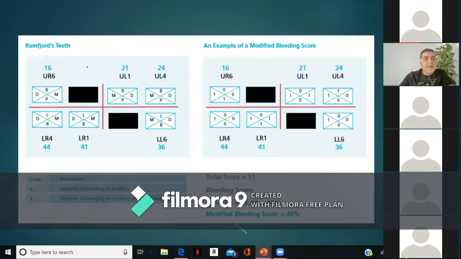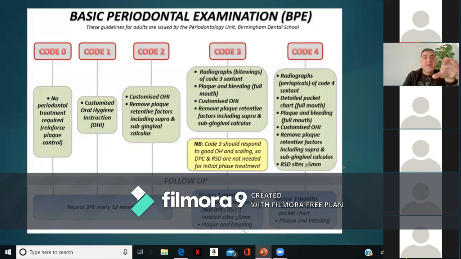Now this is Ramfjord teeth. This is a modified bleeding score and plaque score. I don't want to go into details. As I said, we see every day 30 to 35 patients, so it is difficult to go through all the teeth. So they make it only for 6 teeth, very quick and simple, just to give you an indication. But for periodontitis, then we need to go for the full survey. There is no room here to go into details. If you need to know more about this, then just go to the BSP website.